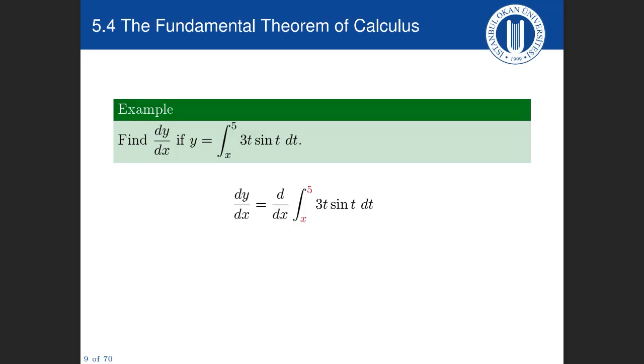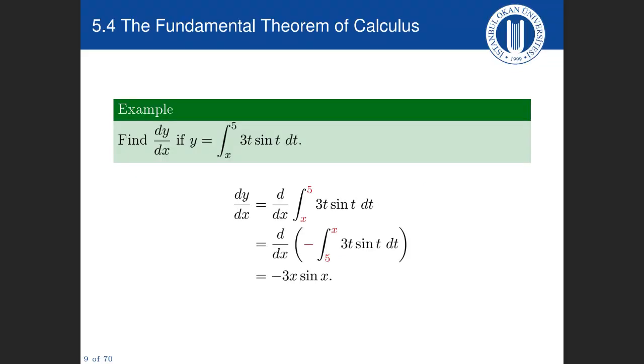But that's not a problem because we know how to swap these around. We can swap the limits of integration if we put a minus sign in the front. And then now we have our x at the top. So now we can do the same trick. We can take our integrand, 3t sine t, and we can replace every t by x. So the answer is minus 3x sine x.